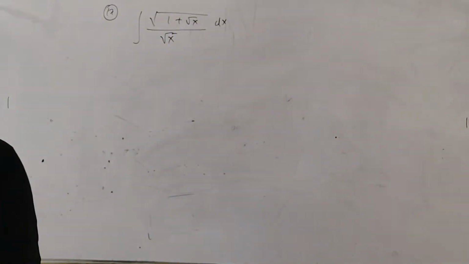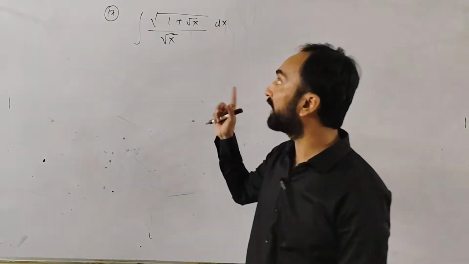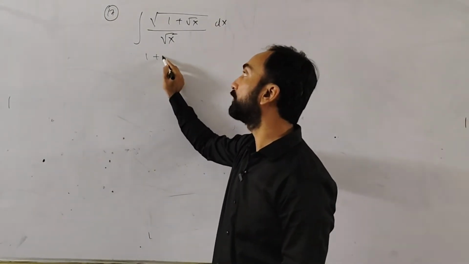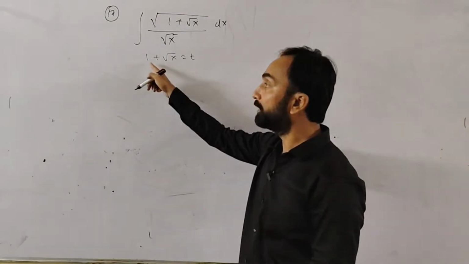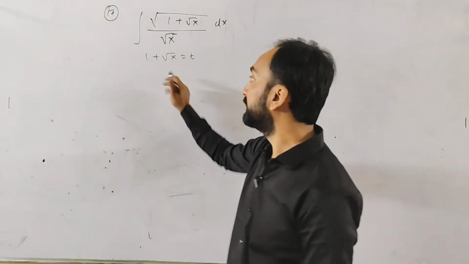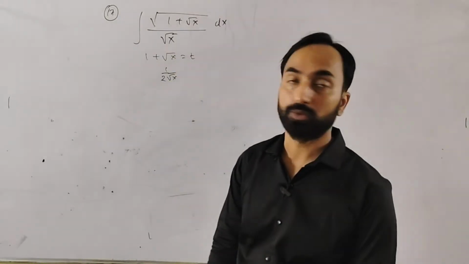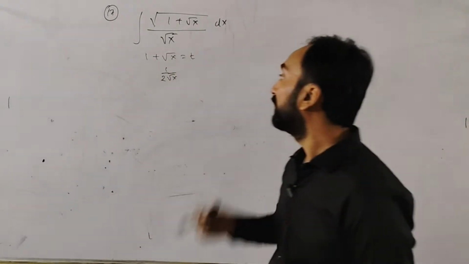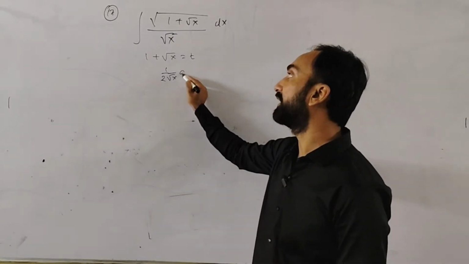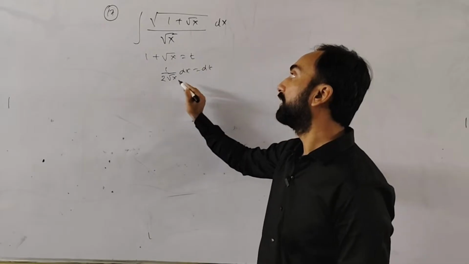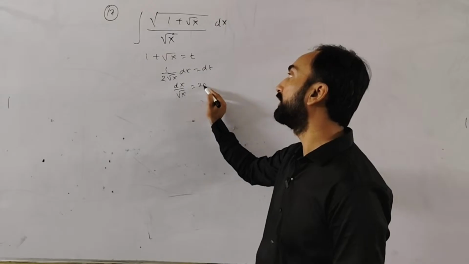Now in this case, we see in the square root it is 1 plus root x. So we are assuming 1 plus root x is equal to t. This part of differentiation will become 0, and this part will become 1 by 2 root x. Correct? We know the derivative of square root of x is 1 by 2 root x, and this I can write as dx is equal to dt. Now I can write dx upon root x is equal to 2 dt.